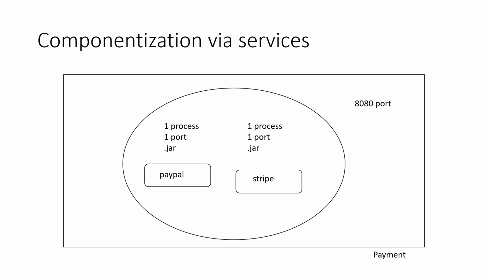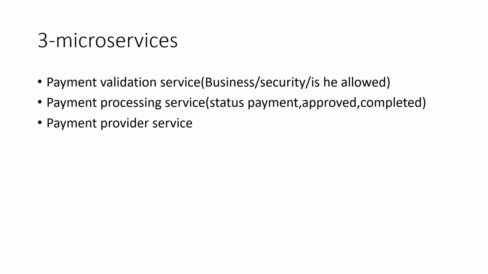So basically these two particular codes are running on different ports, so we will not get that much chaos. Earlier, if we wanted to run a single code, we had to run all the other codes. Now, if we want to change something and check the single code, all the codes won't be running. For every code there will be a single process, a single port, a single jar. This is how componentization via services works. This is the first architecture of microservices. There are basically three microservices: payment validation service, payment processing service, payment provider service.